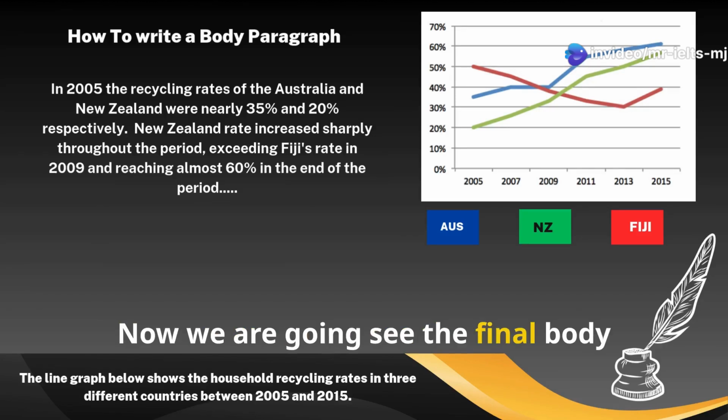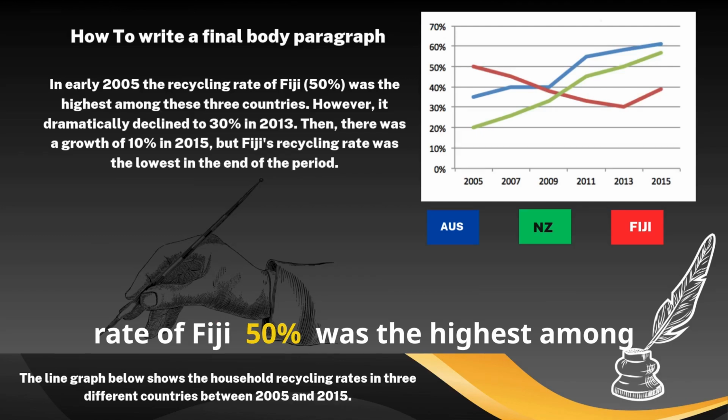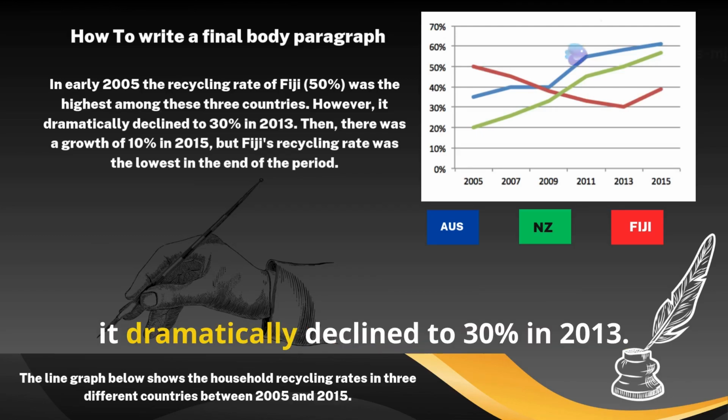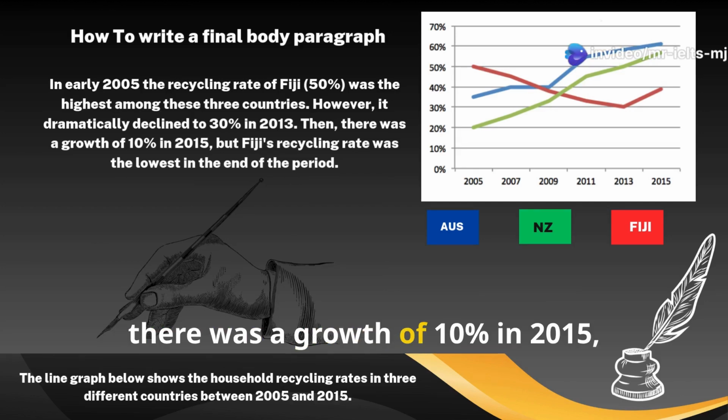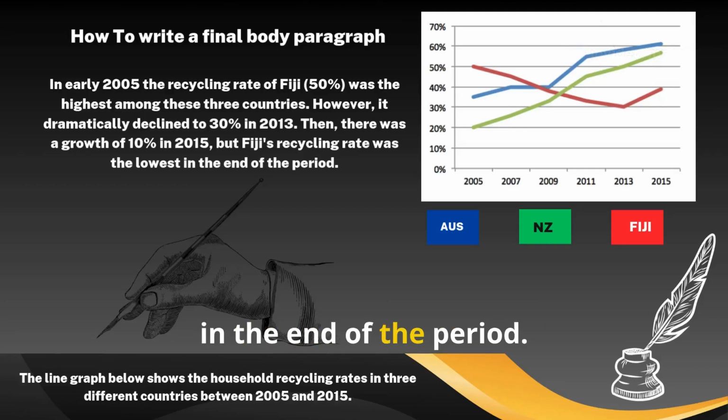Now we're going to see the final body paragraph. In early 2005, the recycling rate of Fiji, 50%, was the highest among these three countries. However, it dramatically declined to 30% in 2013. Then there was a growth of 10% in 2015. But Fiji's recycling rate was the lowest in the end of the period.